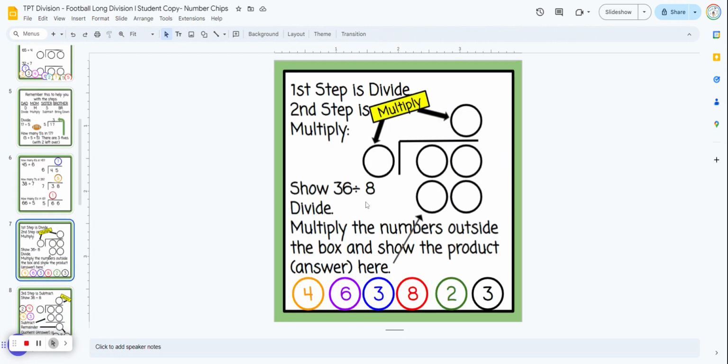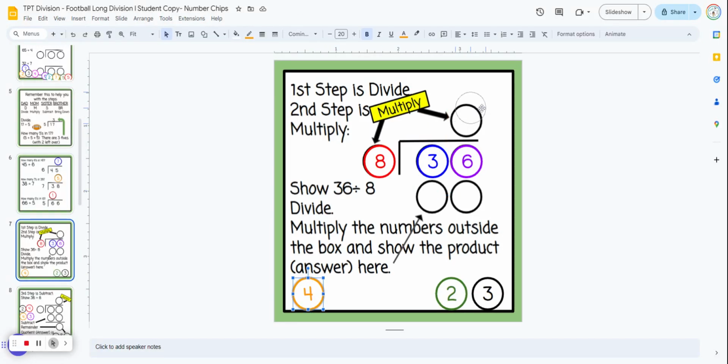The next slide, they're going to be using the first 2 steps, divide and then multiply. So we have 36 divided by 8. Students know where to place the numbers. They've only got 3 numbers left. Now 8 goes into 36 4 times. So they move the 4 into place. And now they're going to multiply the numbers outside the box. So we get 8 times 4 is 32. And that's the first 2 steps, divide and then multiply.